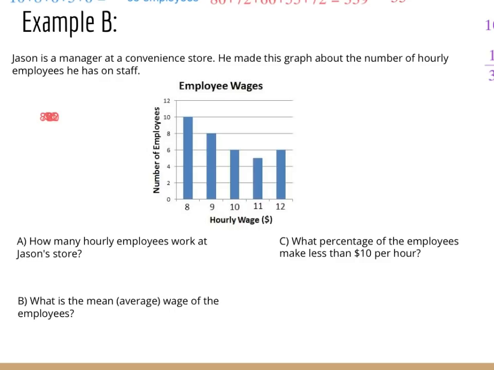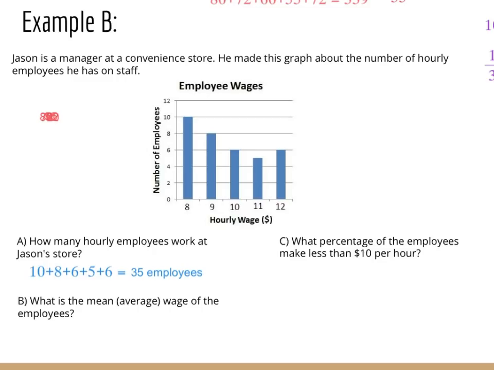So for the $8 an hour employees, we have 10, and then we have 8, then we have 6, and then we have 5 and 6. So we're going to add those all together. So 10 plus 8 plus 6 plus 5 plus 6, and that's going to give us a total of 35 employees. The next question says, what is the mean average wage of the employee?